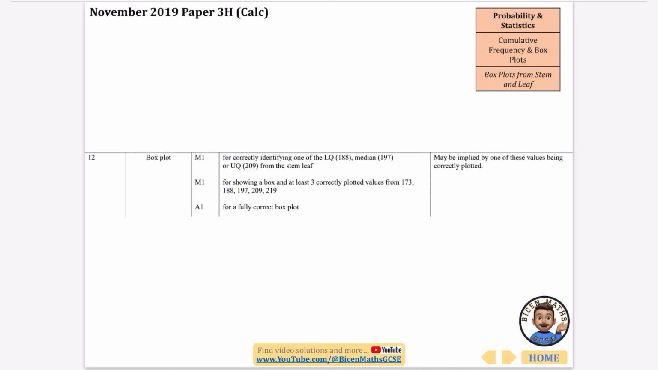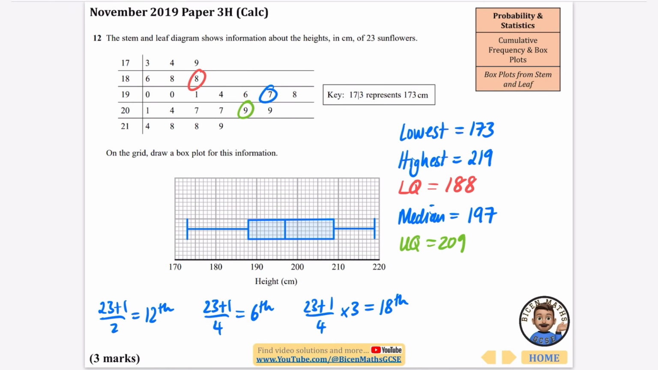So in the next video, I'm going to be continuing and I'm going to be doing stuff to do with cumulative frequency graphs, and those then start overlapping with box plots towards the end.